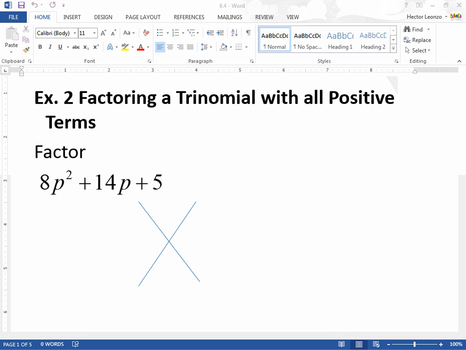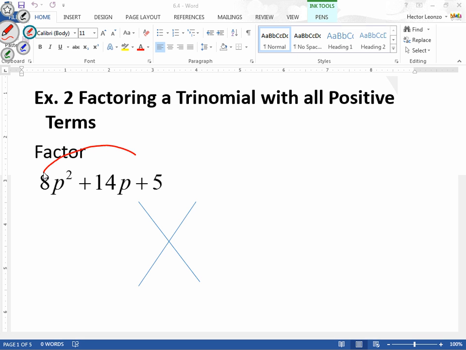6.3 was not such an easy section, so 6.4 is going to help us review it. So let's take a look. First thing we've got to do: the leading coefficient is not 1. Try to make the number smaller. If there's anything we can divide them all by, the same thing. In this case, we cannot.